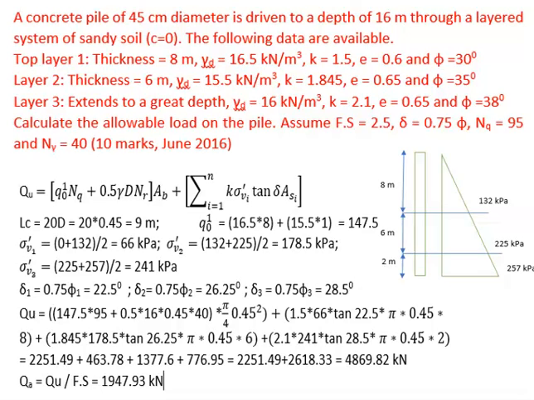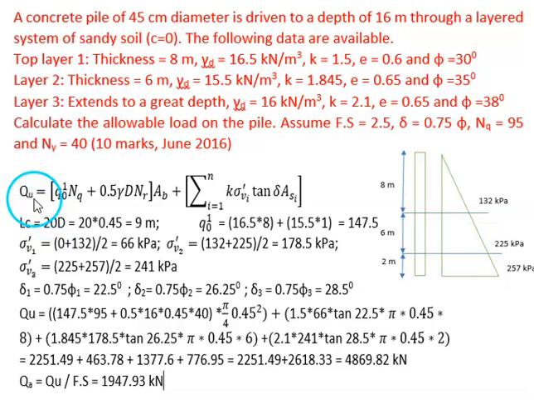Another example: a concrete pile of 45 cm diameter is driven to a depth of 16 meter through a layered system of sandy soil. The following data is available. Top layer, layer 1, layer 2, layer 3 properties are also given. Here we need to calculate the allowable load on the pile. Factor of safety is given, delta value, N Q value and gamma values are given. There are 3 layers. For each layer the soil properties are given, and all the layers are cohesionless soil only.